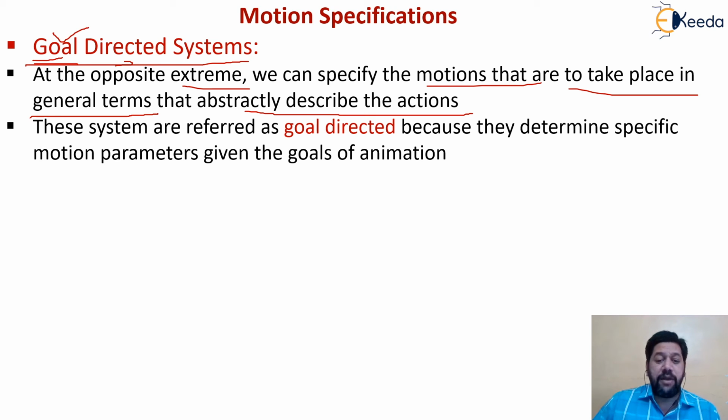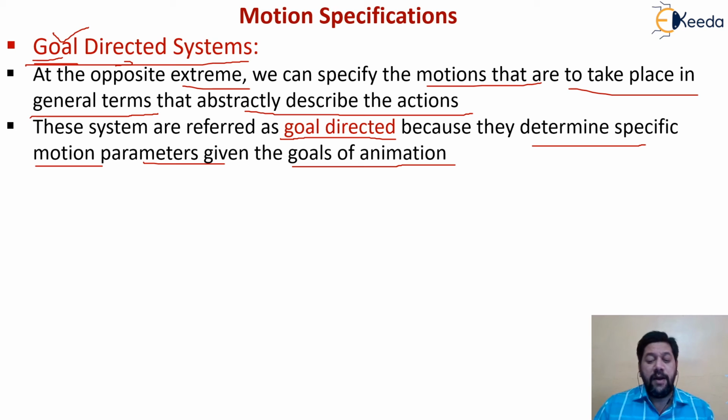The systems are referred to as goal directed because they determine specific motion parameters given the goal of the animation. I want to achieve this goal. I'm just giving this goal. This is my starting position. This is my end position. I want to perform this particular action. So I'm just giving the goal, and the motion parameters will be decided by the computer itself, or the software or the programmer is going to decide these parameters and achieve this goal. So that's why it is not a direct method, it is called a goal directed system.